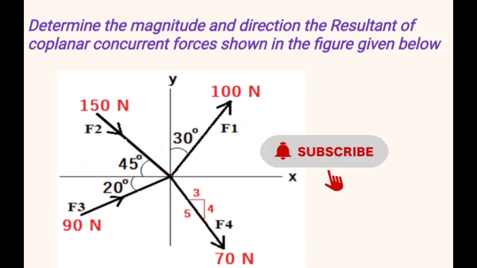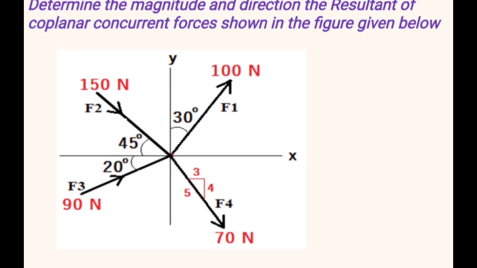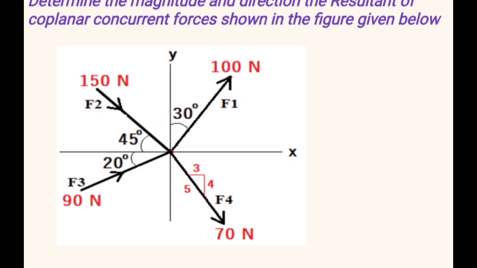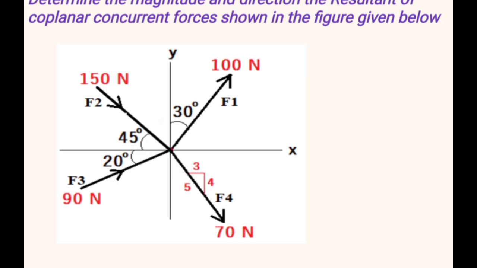Now let's get started. First, let us understand what is a coplanar and concurrent force. Coplanar forces are the forces whose lines of action lie in the same plane, and concurrent forces are the forces whose line of action pass through a common point. As you can see in this figure, all these forces are passing through one common point and they are in the same plane, that is the plane of the paper. So this way we can define our coplanar and concurrent forces.